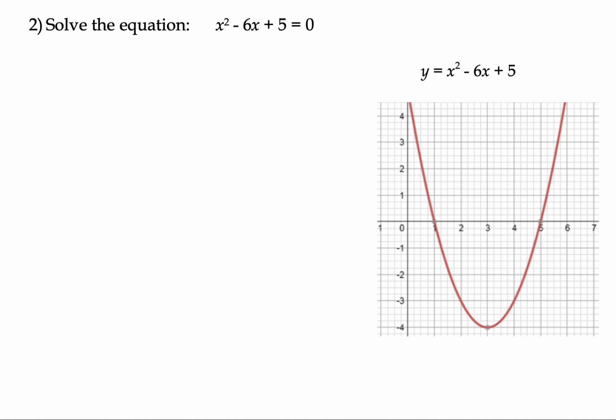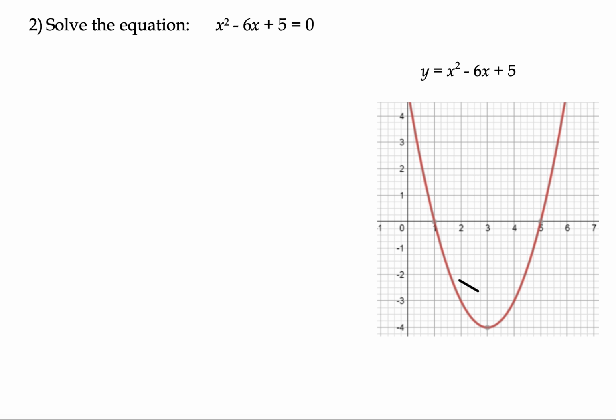Okay, let's try another one. Solve the equation x squared minus 6x plus 5 equals 0. Okay, so this time it's given in an equation form. So if I turn that around and say, well, where did that equation come from? It comes from the function y equals x squared minus 6x plus 5, which looks like that.